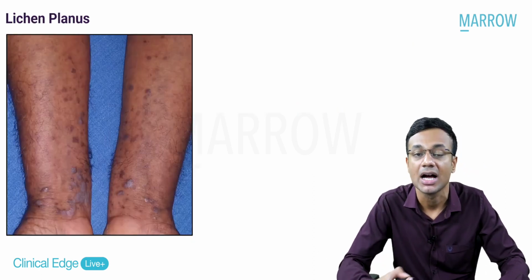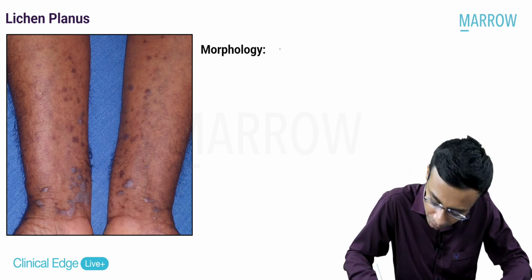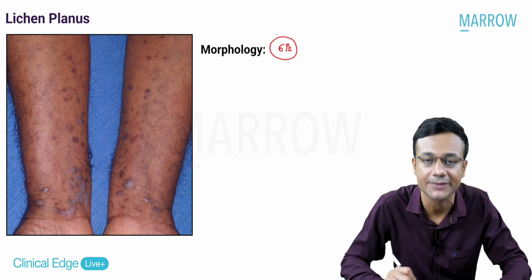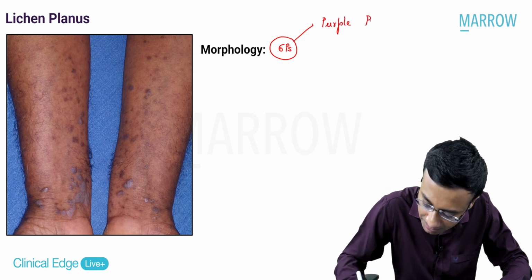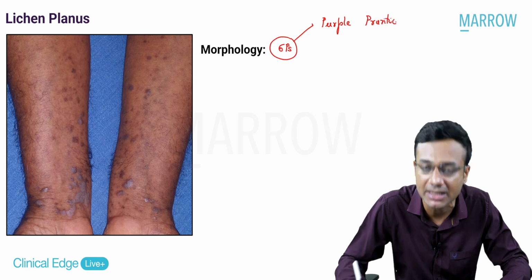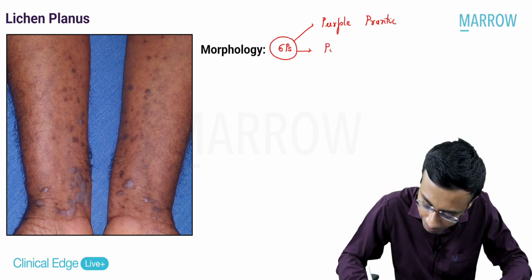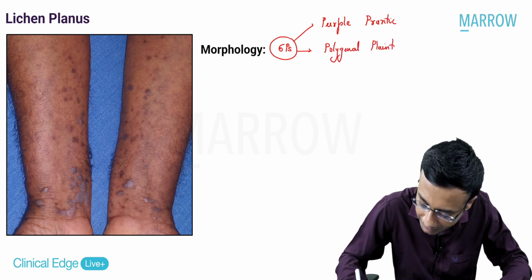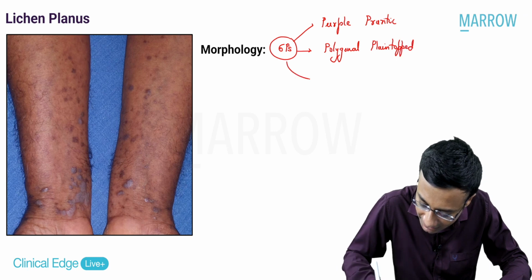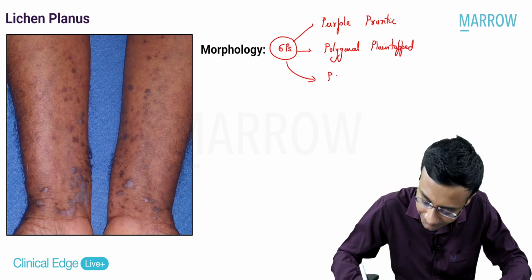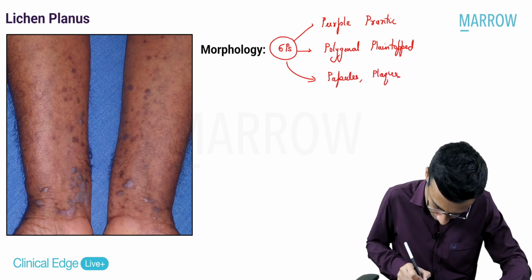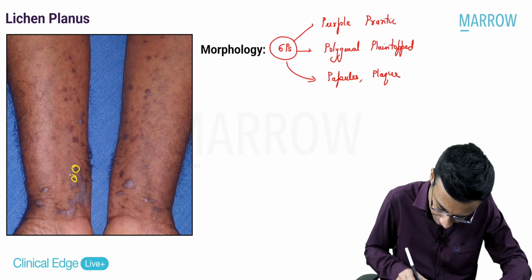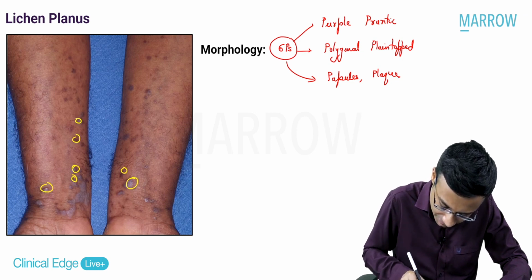Next, we move on to lichen planus. How is the lesion of lichen planus going to be? We have to remember the 6 P's of lichen planus. It goes like this: purple and pruritic. So color is purple. The symptom is itch, purple and pruritic. Next two, polygonal and plain topped. And the last 2 P's are papules and plaques. So here we can clearly appreciate the multiple purplish lesions.